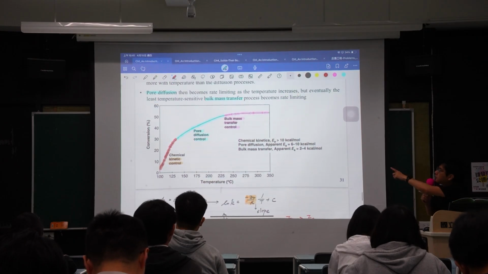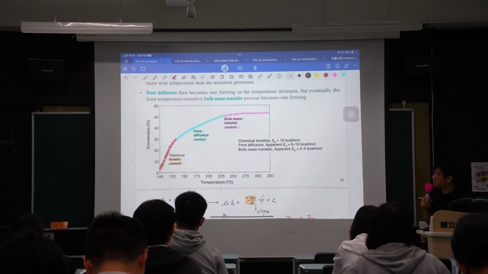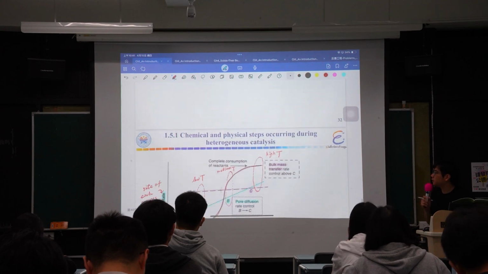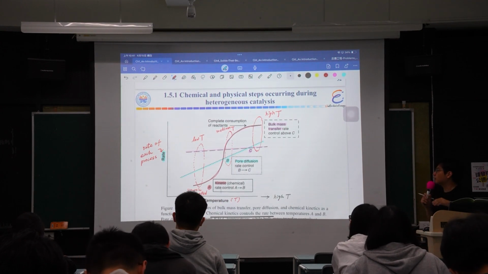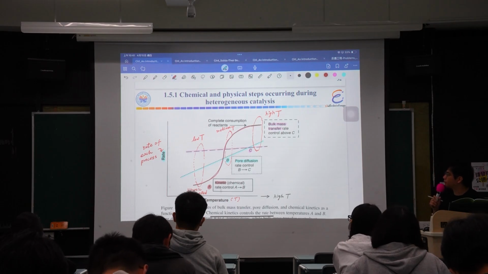So this figure is conversion versus T, and this figure is the rate of each process versus T. And these two figures have the same concept.